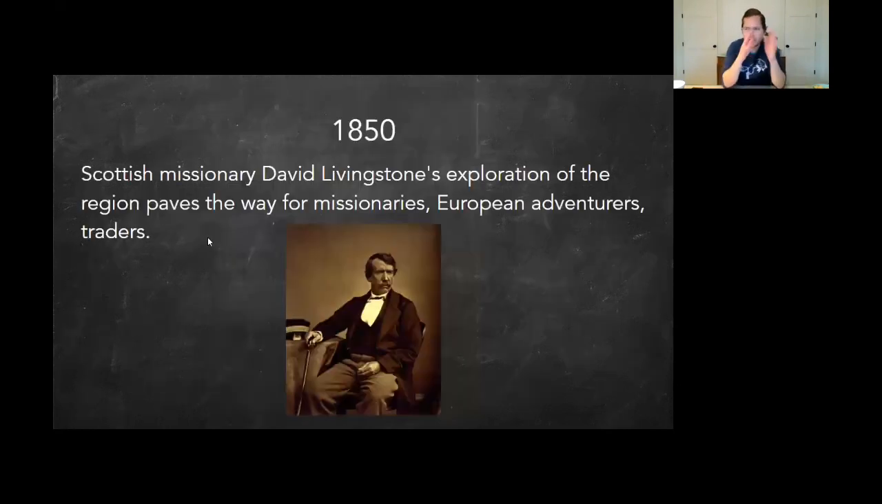So again, 1850, David Livingstone, a Scottish missionary, is exploring this region of southeastern Africa, where Malawi is. He gets the terrain and what everything's like there, and he goes back to Scotland, to Great Britain, and talks about this area. Since he's explored it, it opens up that area for exploration by other Europeans. And it all starts around 1850 for the Europeans starting to arrive in southeastern Africa.